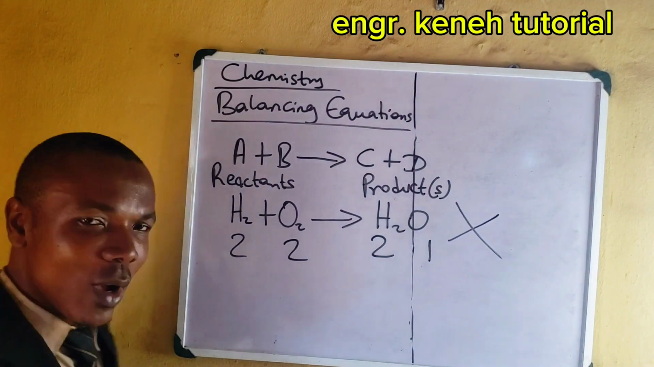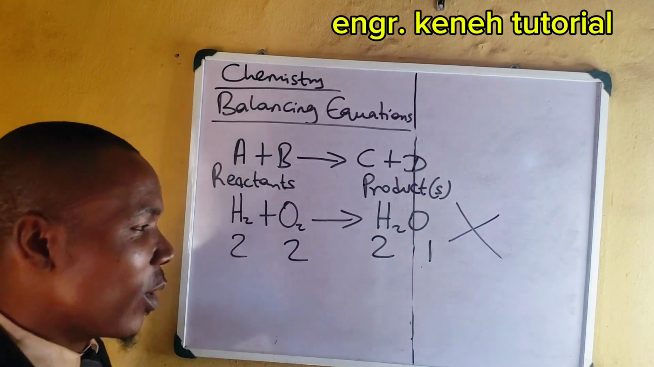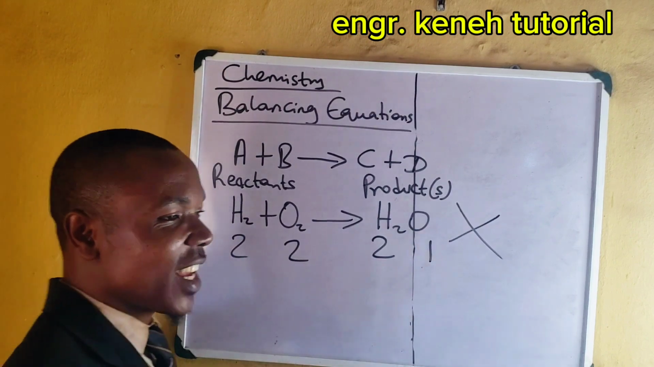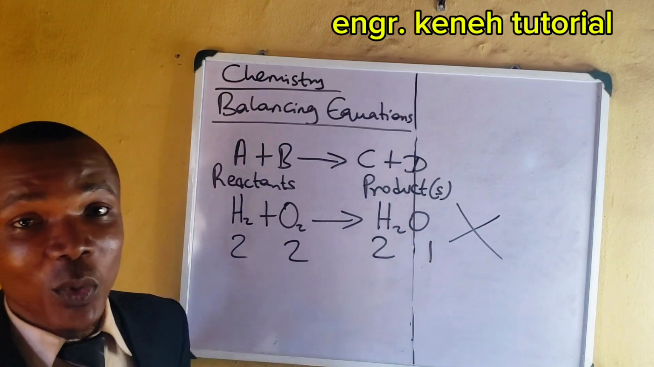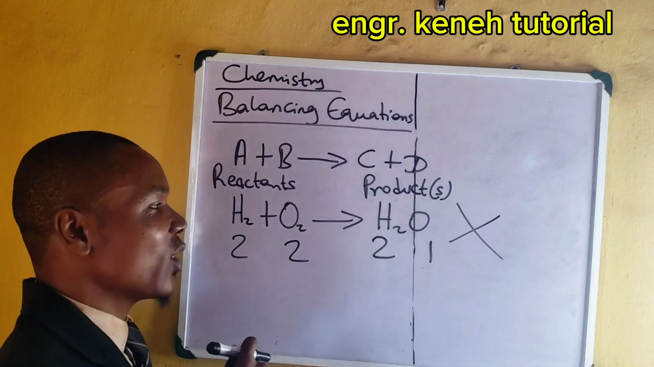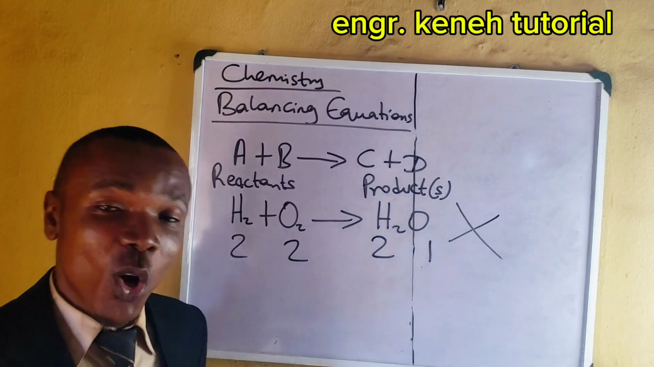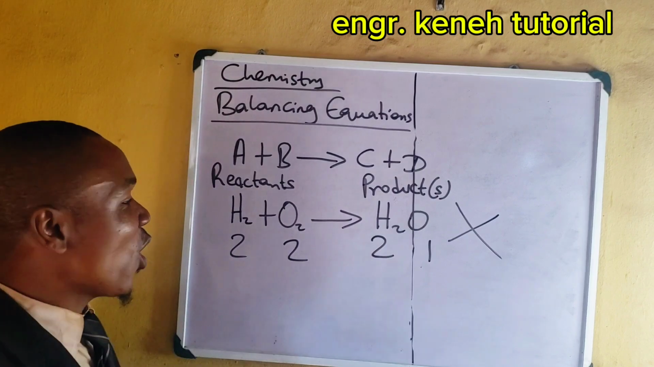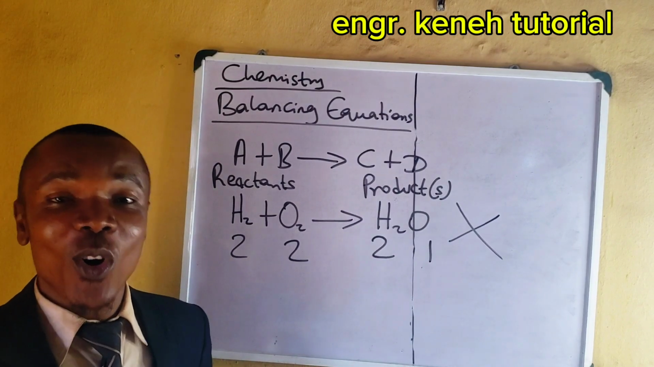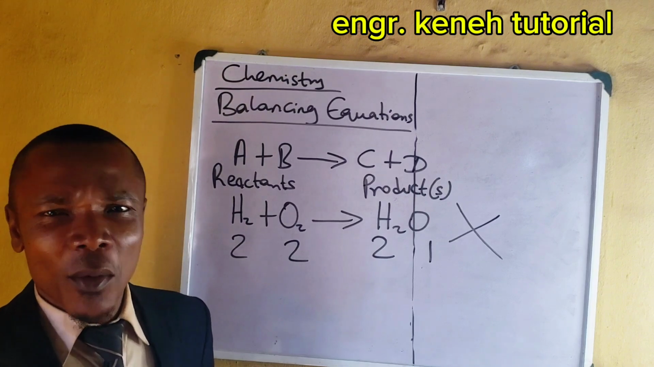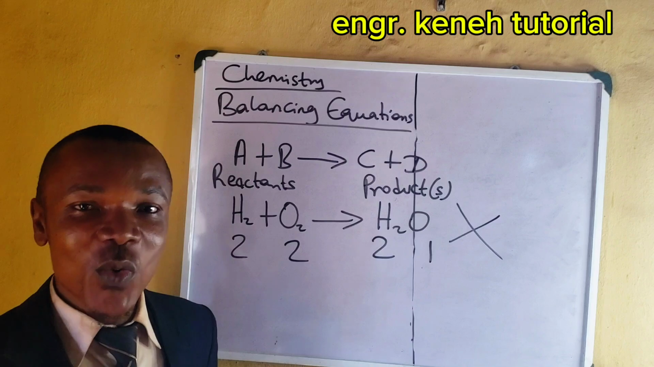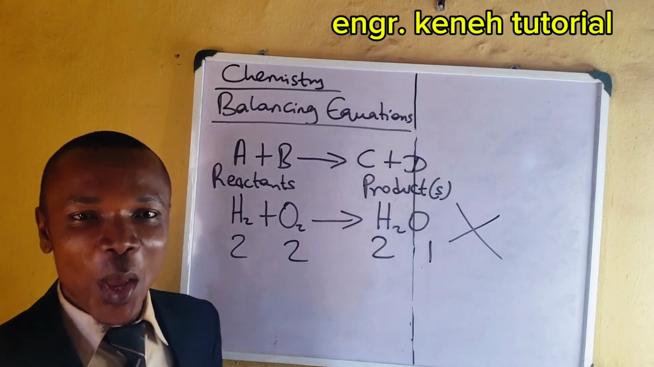All right. So you are supposed to do something. You have to manipulate either the reactant side or the product side in order to make it balanced, so that the number of hydrogen on the reactant side will be equal to the number of hydrogen on the product side. The number of oxygen on the reactant side should also be equal to the number of oxygen on the product side. By so doing, you have balanced the equation. That's why I'm here. Let's go.